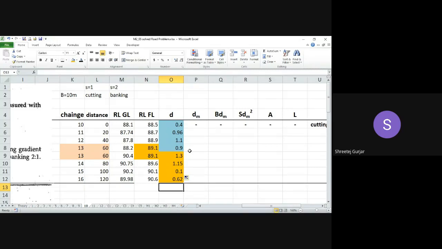Now what is dm? It is nothing but the average, so (d1 plus d2) by 2. D1 is 0.4 plus this thing divided by 2. We have calculated DM.